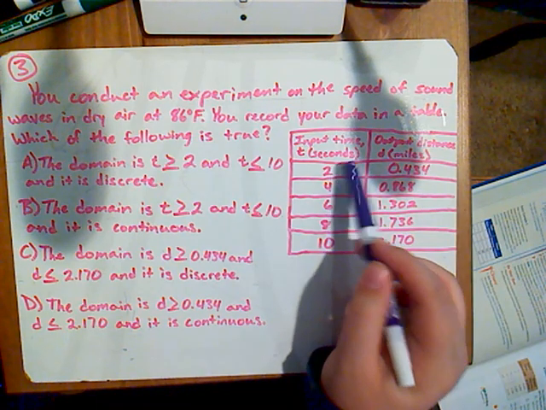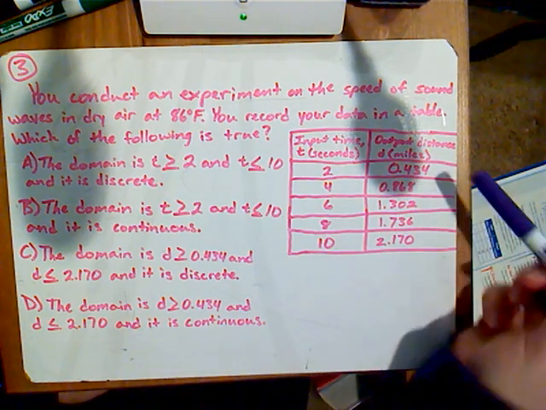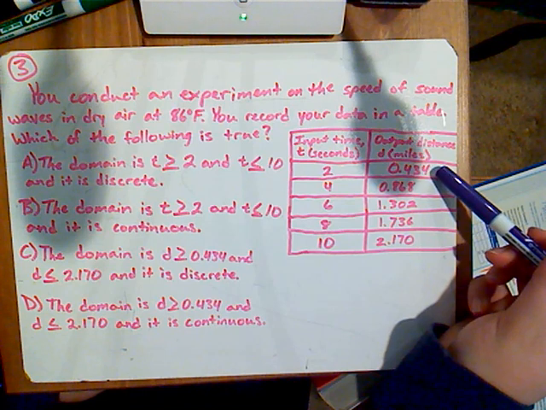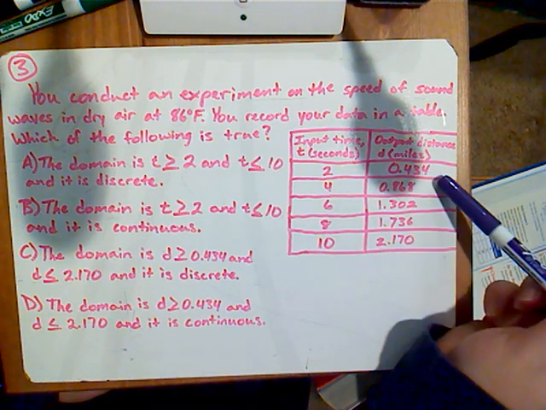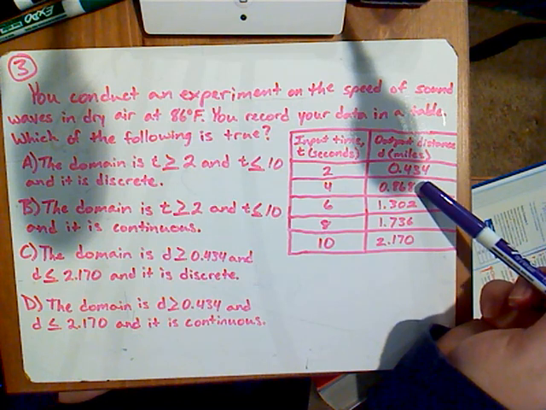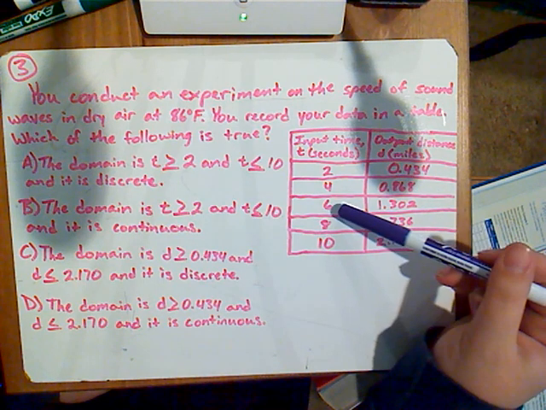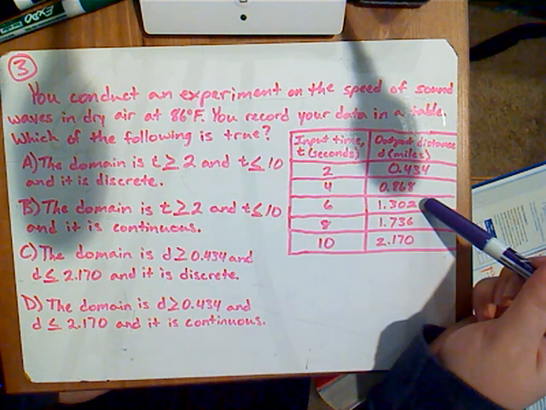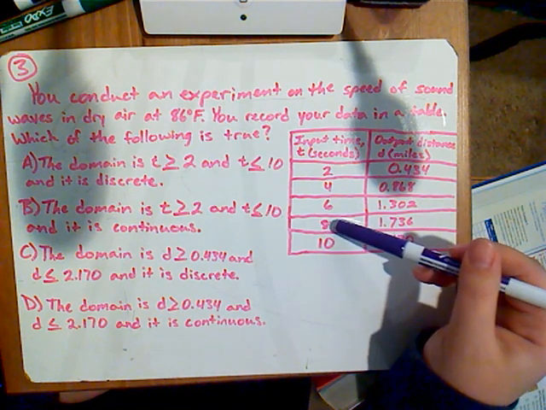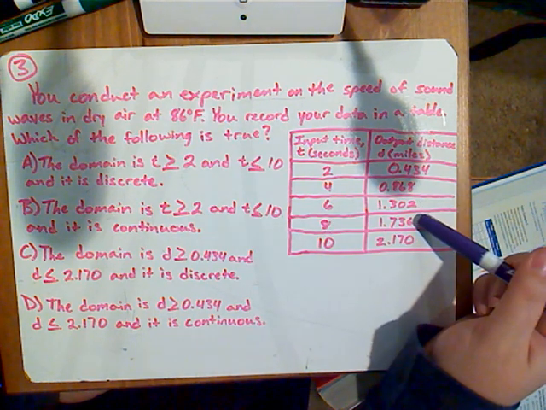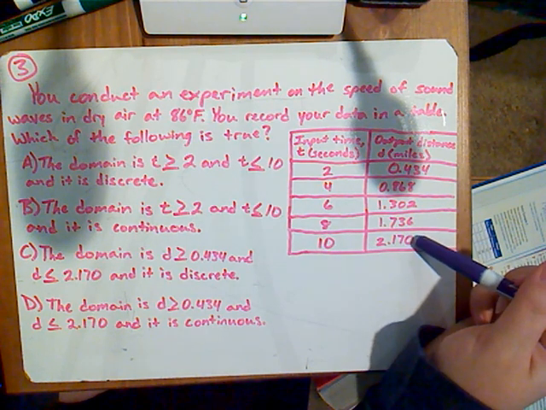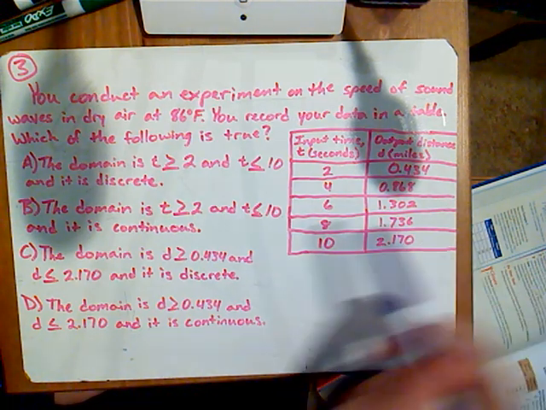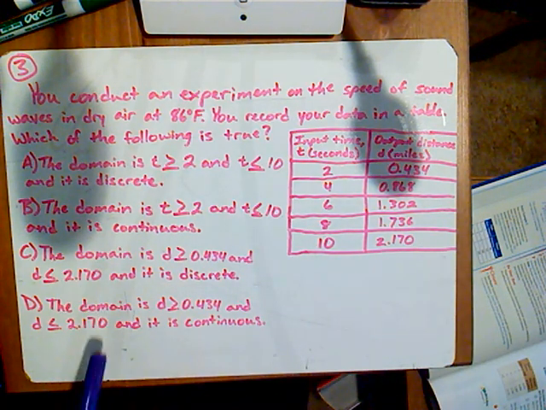So at 2 seconds, the sound wave has traveled 0.434 miles. At 4 seconds, it has traveled 0.868 miles. 6 seconds, 1.32 miles. 8 seconds, 1.736 miles. And at 10 seconds, it has traveled 2.170 miles. Okay, and so it wants to know which of the following is true.